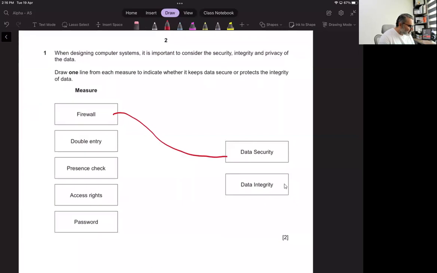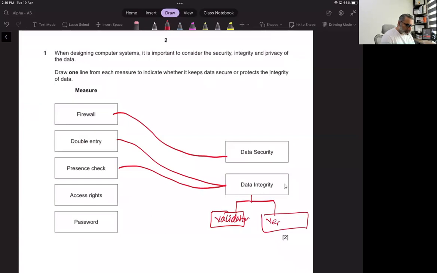So this is basically data integrity. Presence check is validation. So remember that data integrity has validation and verification. Whatever is for validation or verification should go to data integrity. Access right is security. Password is security. Okay, so that is how it works.